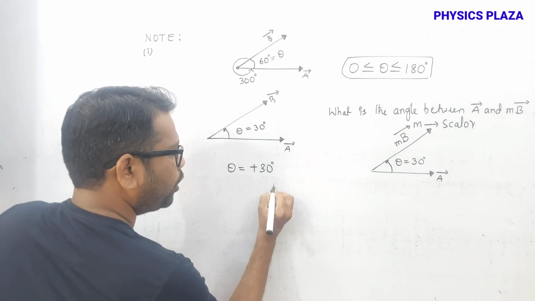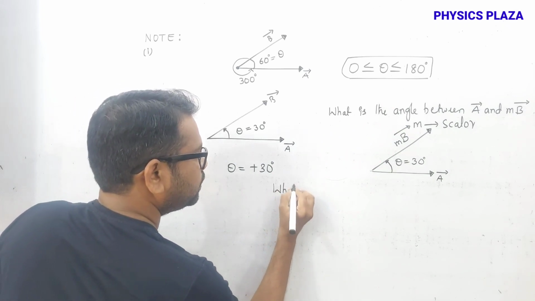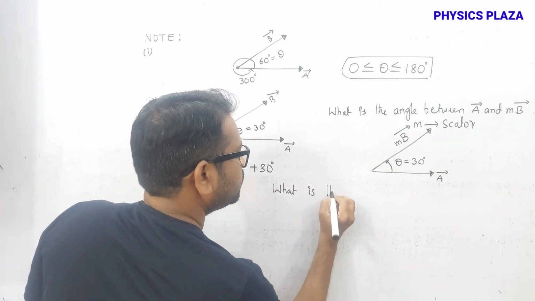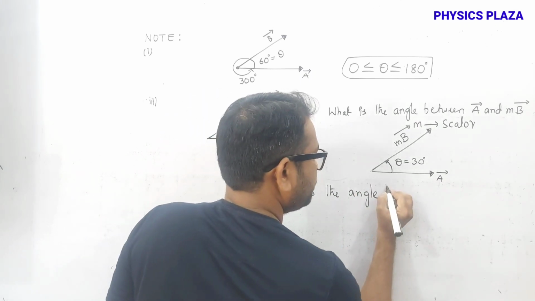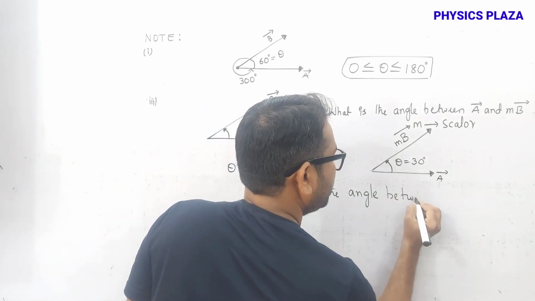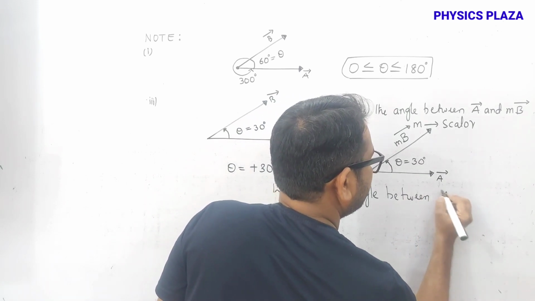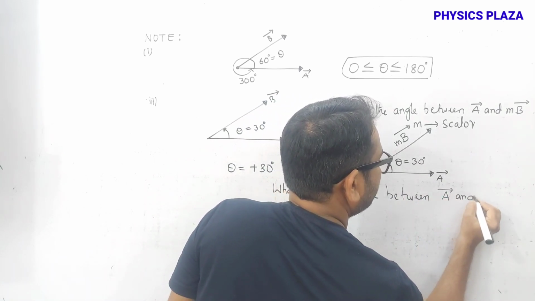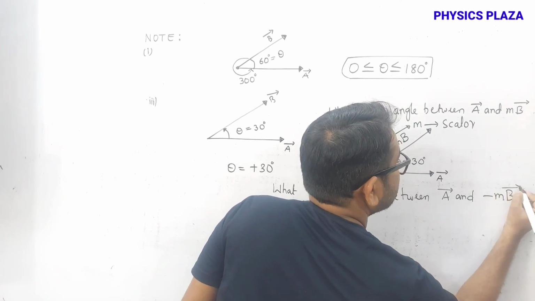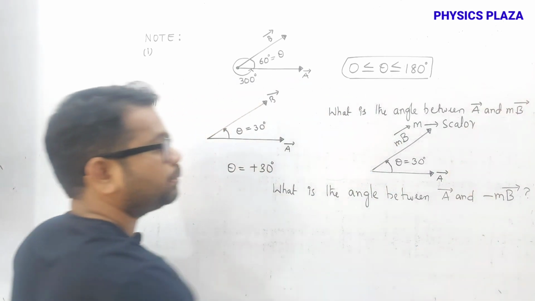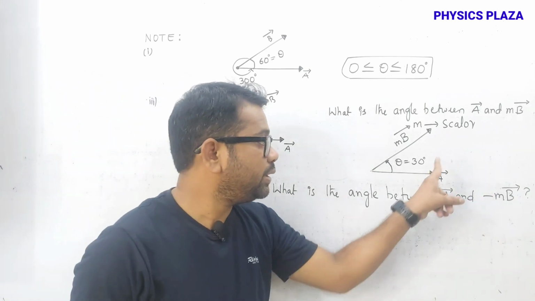Here only we will see one more thing. What is the next one? What is the angle between A and minus MB? What is the angle between A and minus MB in this case?